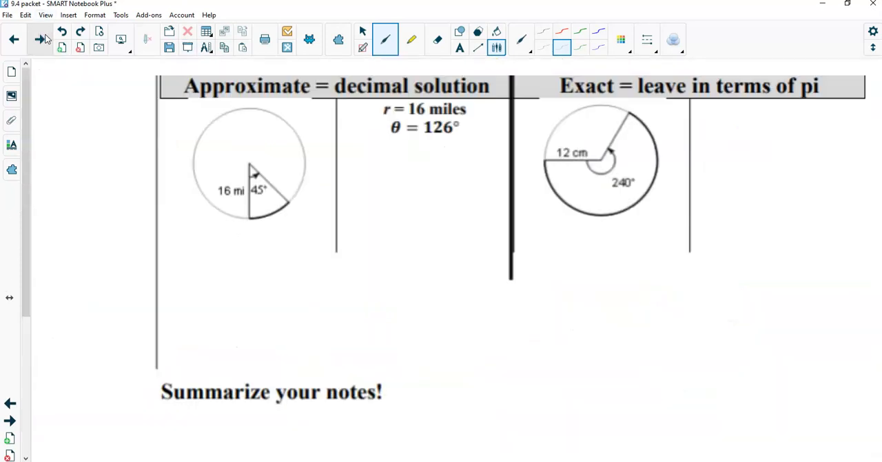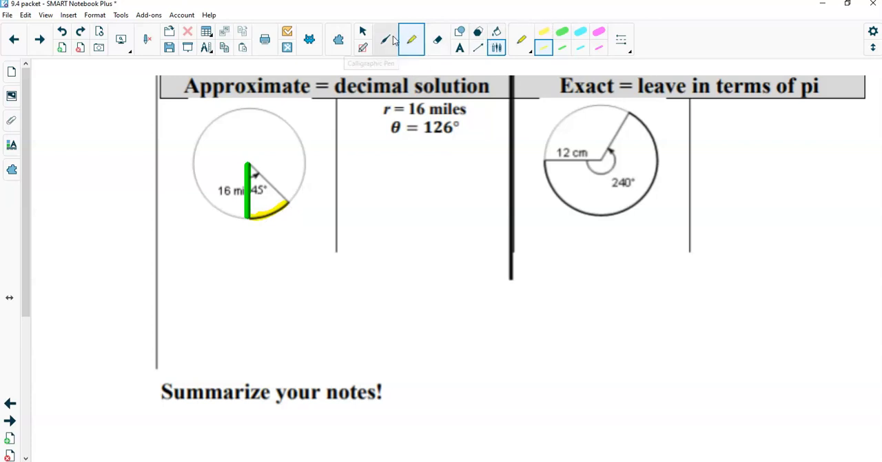Let's try some. Here we go. Approximate to decimal solution. So that's beauty, you could put that on the calculator. They give us this one right here. The radius is 16 miles. So that 16 miles, it's talking about the radius. The radius is from here to here. Now that's my circumference, would be 2 pi 16. The question is, what is the arc length from here to here?